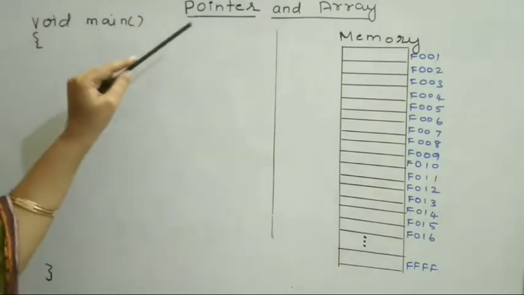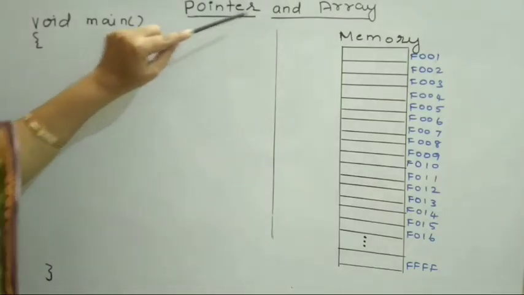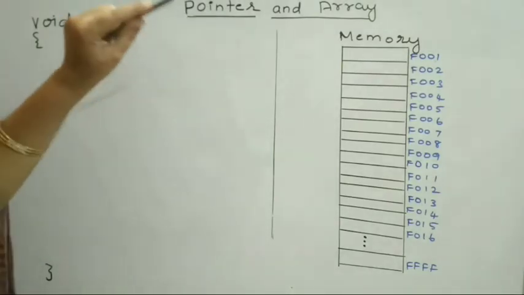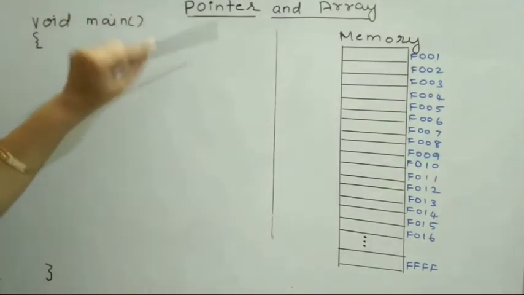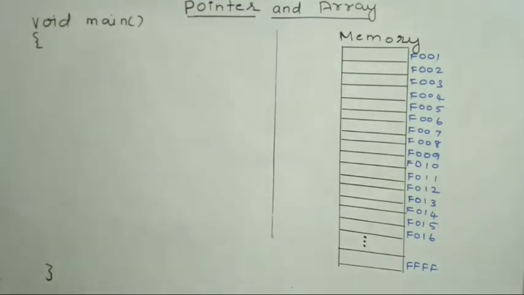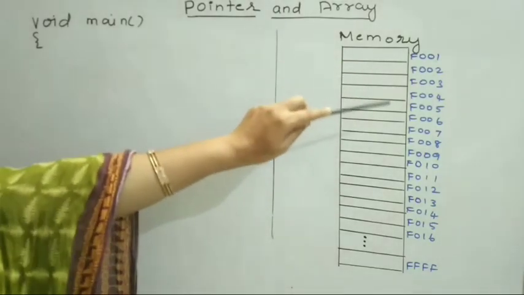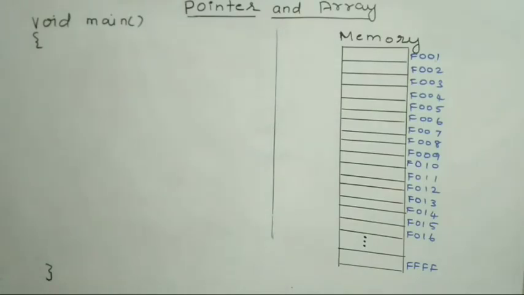In this video, I will explain how to use a pointer with an array, that is, how to use a pointer to access and get individual elements of an array, with an example program. Your memory is organized into a number of locations, and for each location we have assigned a memory address.